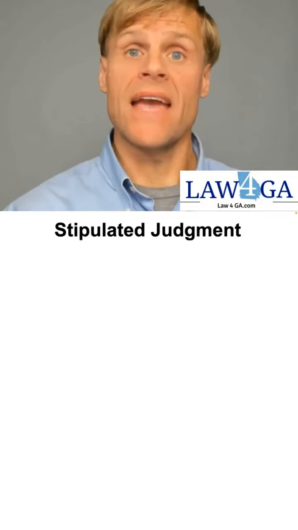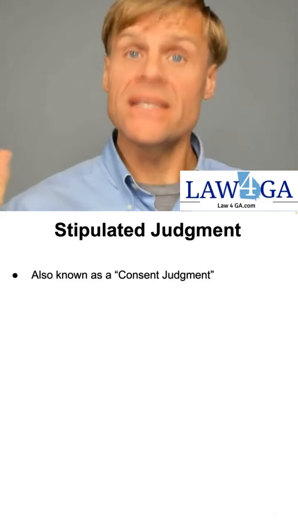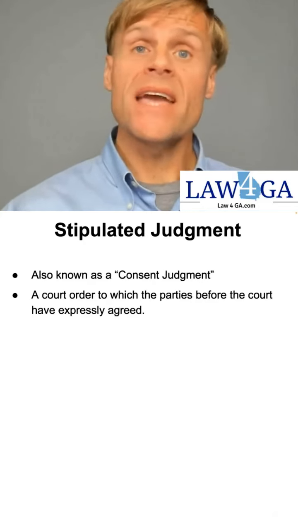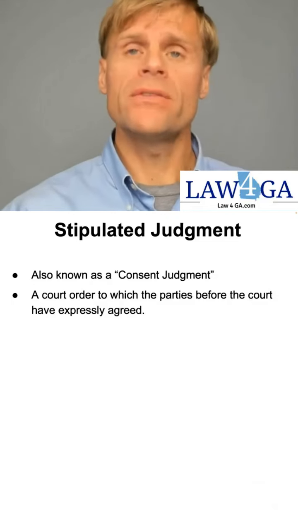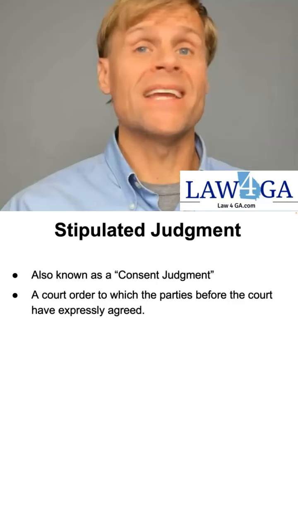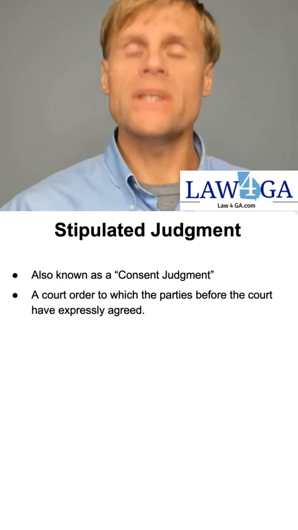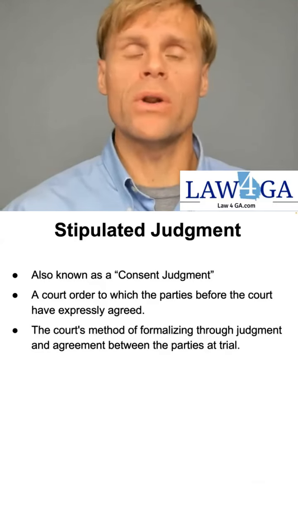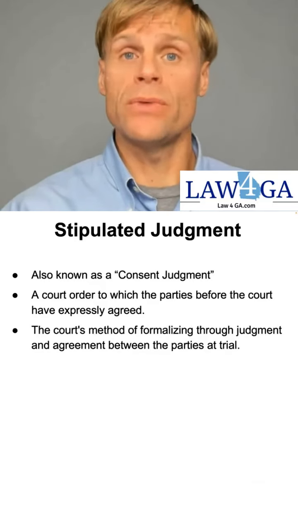What is a stipulated judgment? This is also known as a consent judgment. This is a court order of judgment in favor of one party or the other, which the parties have discussed, worked out, and expressly agreed to ahead of time. That is, the parties come together and present to the court a resolution of the conflict or dispute at hand.